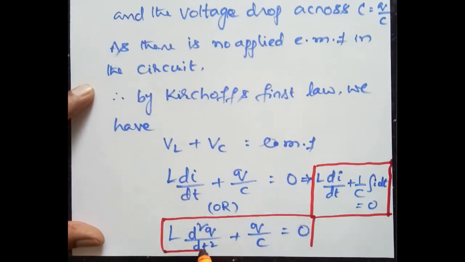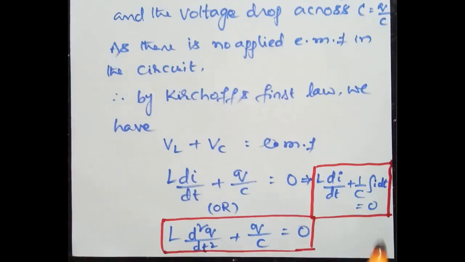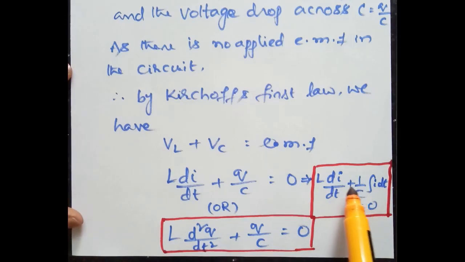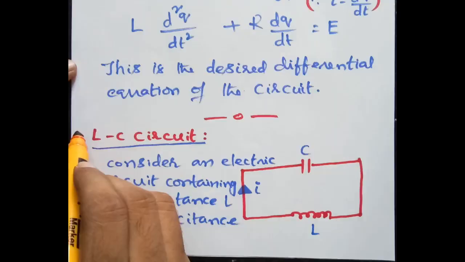In terms of q, this is a second order differential equation. In terms of I, it is a first order differential equation. This can also be written as an integral differential equation, as it has both derivative and integration. So it is called an integral differential equation. This is the desired differential equation of the given LC circuit. This is 2.